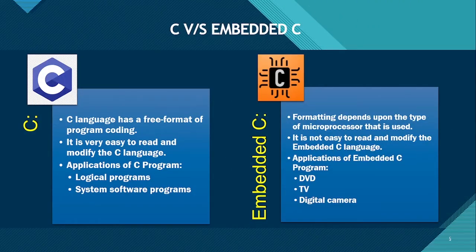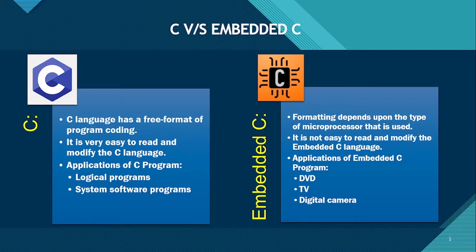And now we'll see a small comparison between C and embedded C. As we discussed previously, C is a general purpose programming language which can be used to design any type of desktop based applications. Embedded C is an extension of the C language. It is used to develop microcontroller based applications. It is very easy to read and modify the C language. It is not easy to read and modify embedded C because it has many lines of code and it's tough to read every line and debug them.